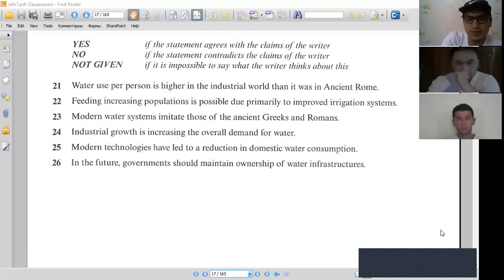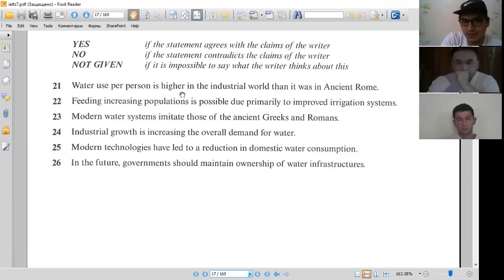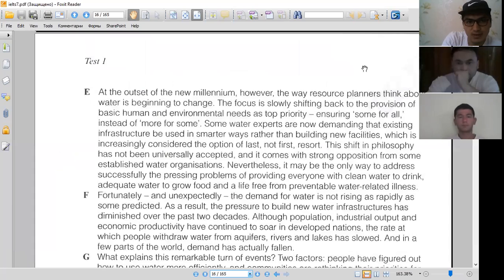If we find the keywords but we cannot find the comparison structure from the passage, it is called what? Not given, right? Yes, if we find the comparison and not higher but lower, it means it's no, right? Just opposite.